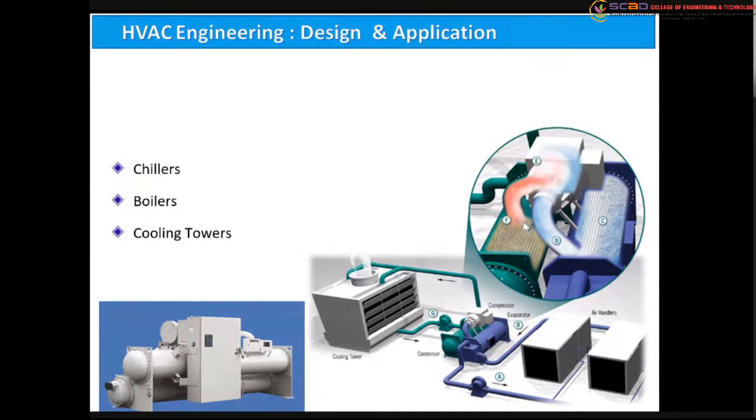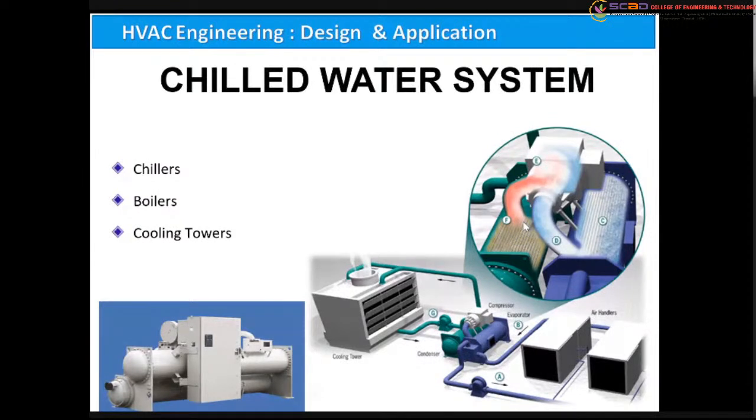The chilled water system. Okay, you can see chillers, boilers, cooling towers. Here I can say that this is the chiller, one cold chiller. You can see a cooling tower here. This is the cooling tower. This is a chiller and chilled water pump, then air handling units. See the chiller, how it works. So I will go to the next slides, how the chillers and chilled water system work.